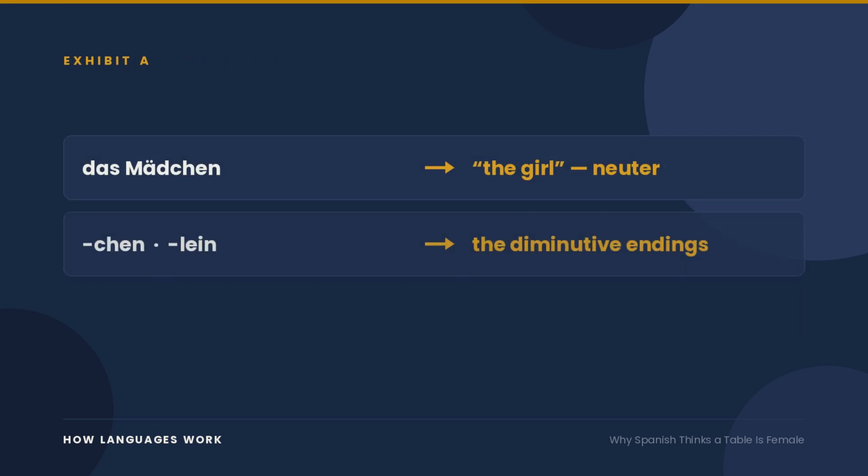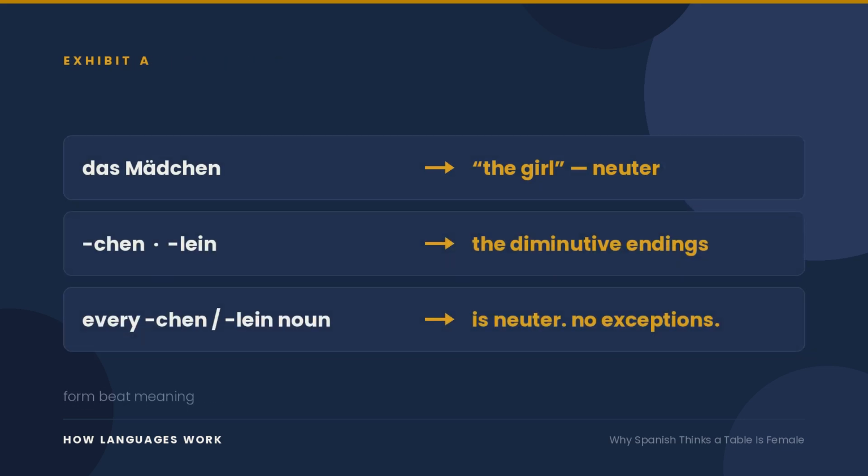Need proof it is not about sex? German for girl is das Mädchen, neuter. Not because German has opinions about girls, but because Mädchen ends in -chen, that ending makes diminutives, and every diminutive in German is neuter. Form beat meaning.